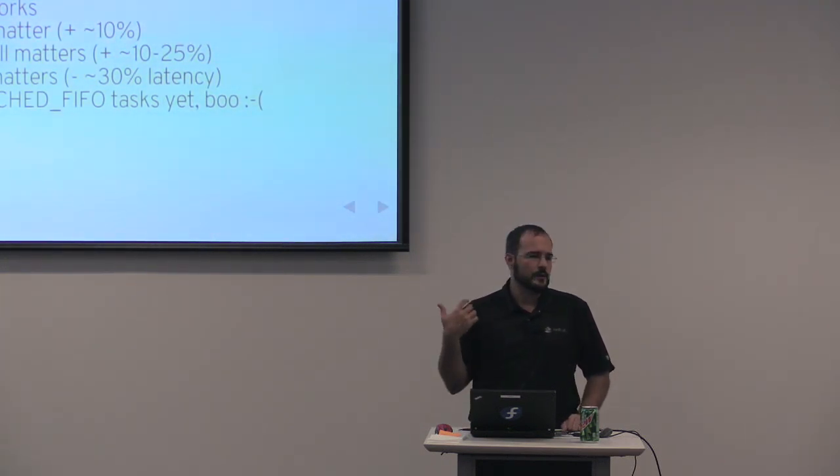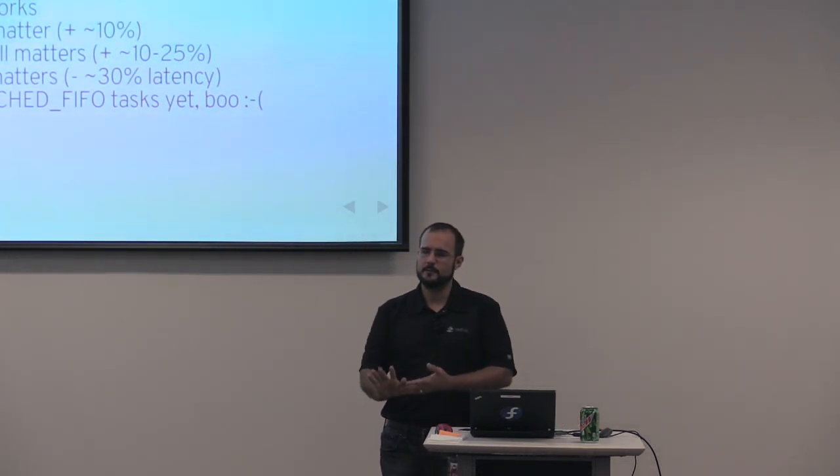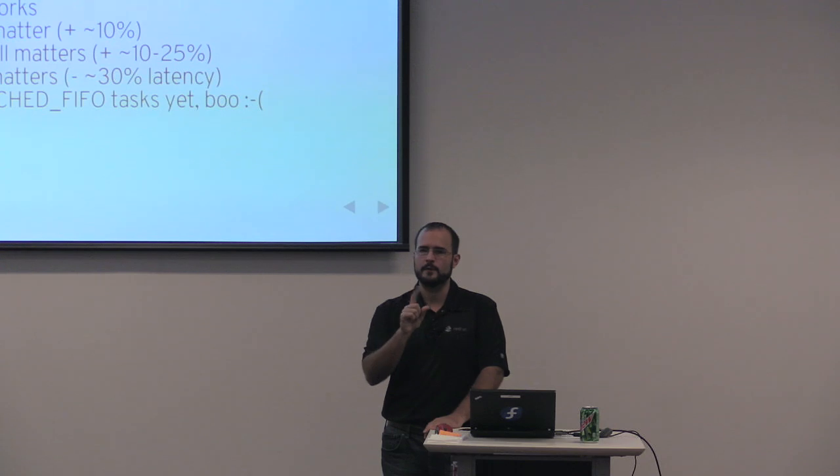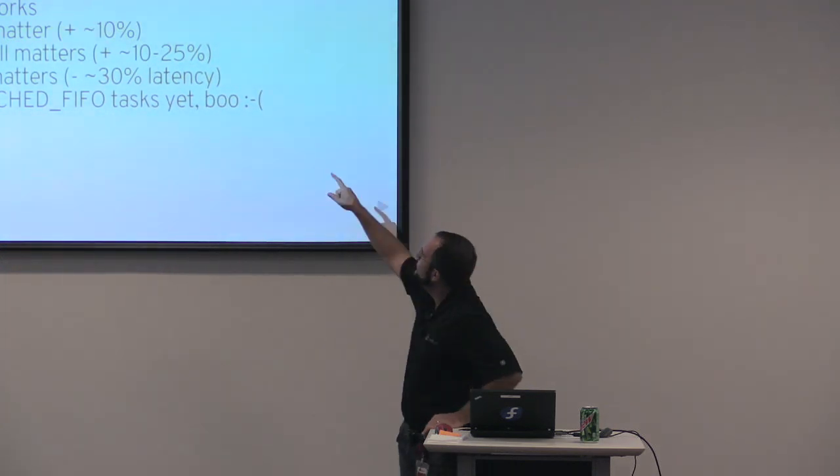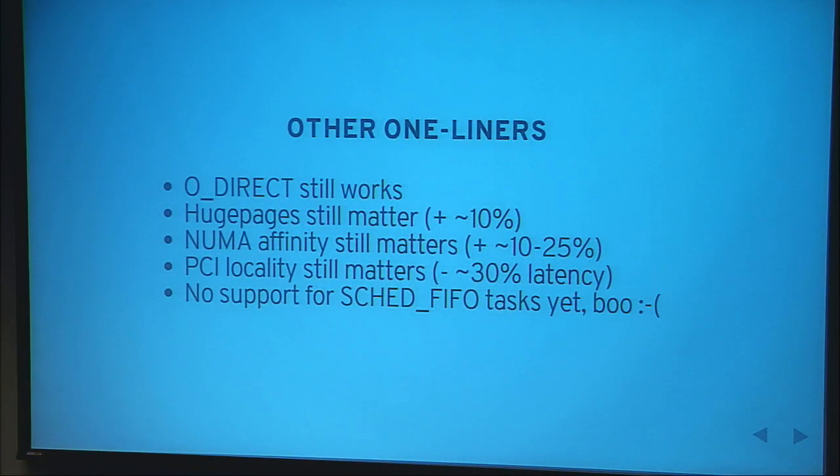And then in summary, a couple other discoveries: O_DIRECT, huge pages, NUMA, PCI, all that stuff still matters because you only have one kernel and you have no virt to deal with. So all of those numbers there are boosts that you would also see on bare metal. They work the same in containers.